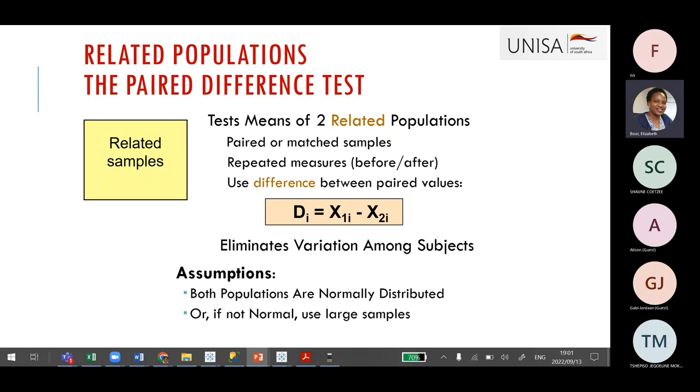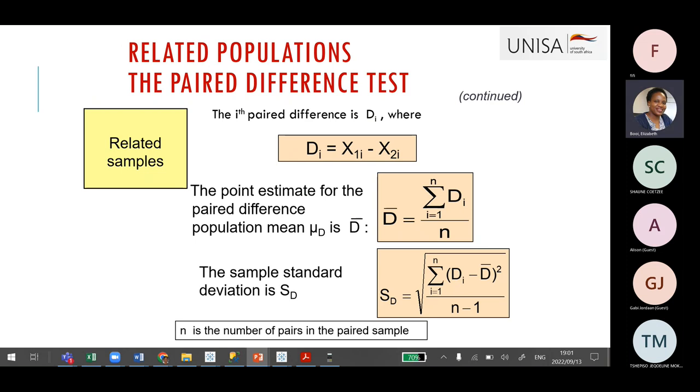So when we do this, we are eliminating the variation that exists among those subjects. And the assumptions will always be that both populations should be normally distributed. And if not normally distributed, then it means we need to use a large sample, which is more than 30. Okay. So for related samples, there are a couple of things that you still need to calculate. Sometimes it's easy because they will give it to you, but in case they don't give you these measures already calculated, you need to know how to calculate them. For example, the difference will be your observation for the before minus the observation for the after.